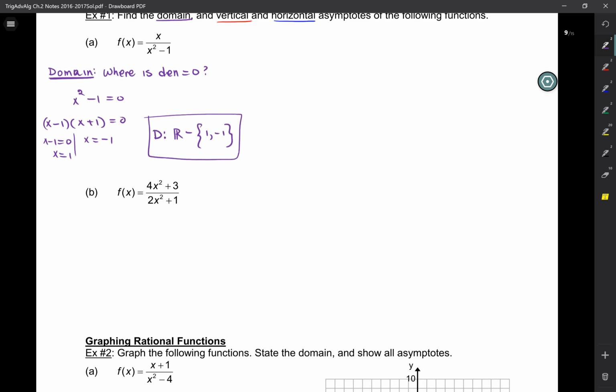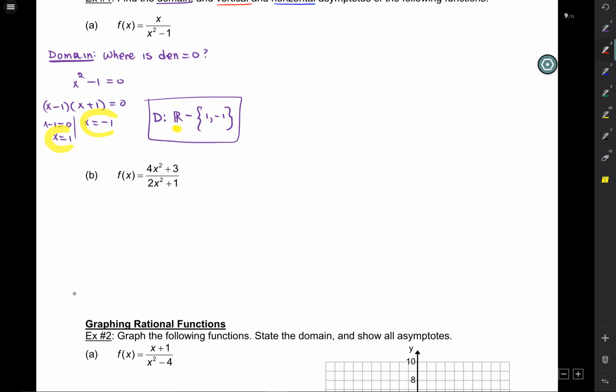All right, so let's recap. What I did here is found the numbers where the denominator would be 0. And I said, okay, I can't have the denominator equal 0, so I can't have my x's equal to 1 or minus 1. So what can I have my x's equal to? Well, anything but 1 or minus 1. So it's all real numbers minus 1 and minus 1. All right, vertical asymptote.